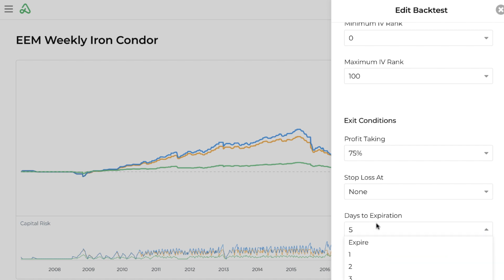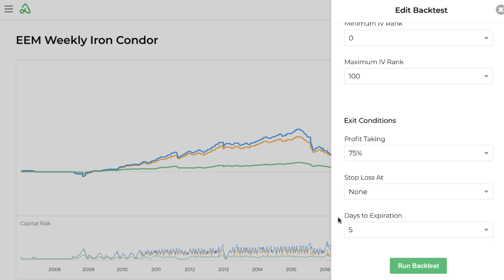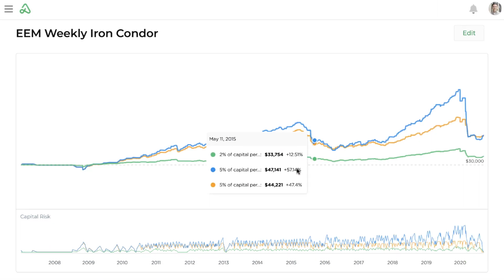Now, again, you can be pretty granular with how you do this. You can do other time periods as well, and exit 20 days or 15 or 25 or 30 days before expiration. You can really customize this as much as you want. So once we ran this backtest again, these are the results that we found.